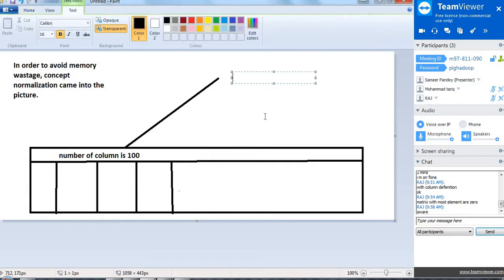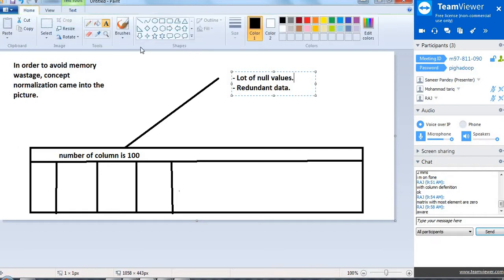So first thing, a lot of null values, which is nothing but memory wastage. Second factor, redundant data, which is again memory wastage, right? So that's why normalization was a kind of savior for us, because both of these factors were really responsible for wastage of our memory. So we consider these two: a lot of null values, and the redundancy of data.